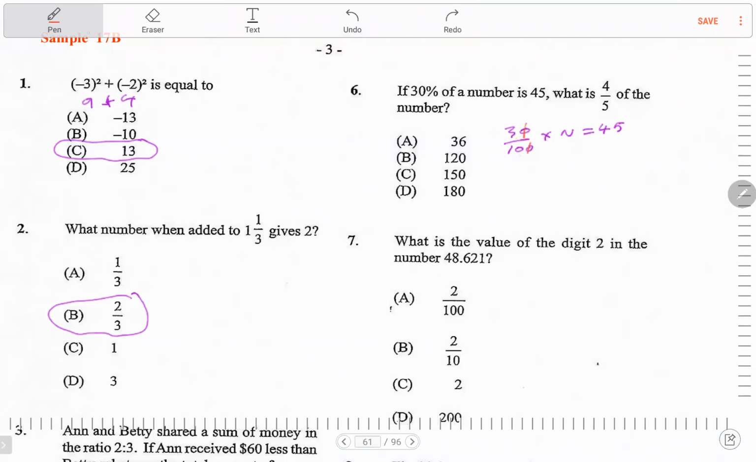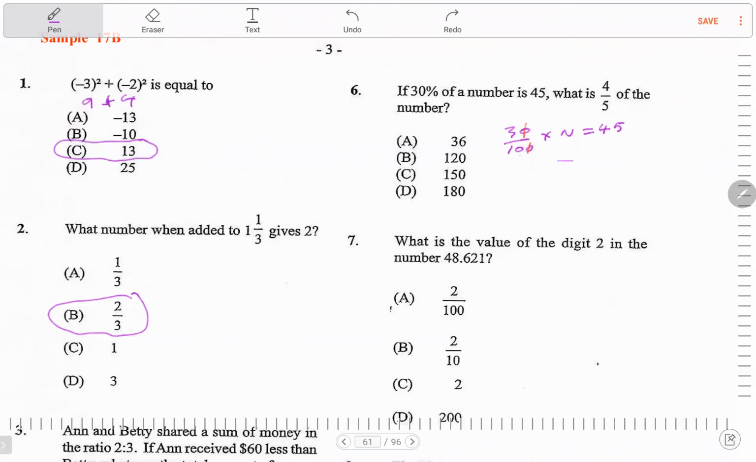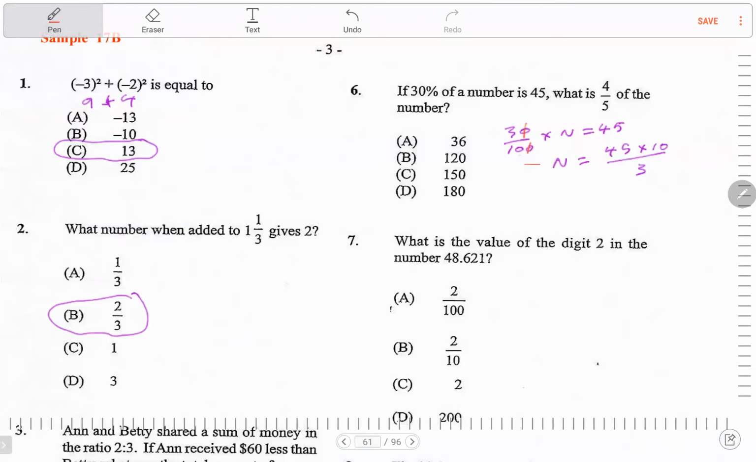So the n becomes 45 times the 10 over the 3. And it's 4/5 of n that we want. So all we have to do now to get the 4/5 is multiply this side by 4/5 and also multiply this side by 4/5. Whatever that works out to now is the answer.